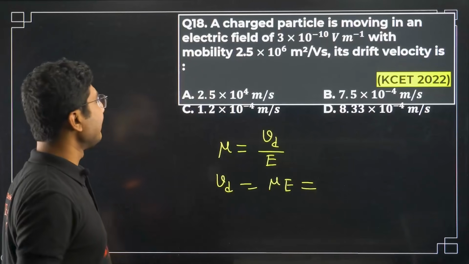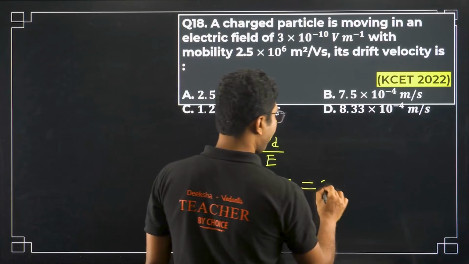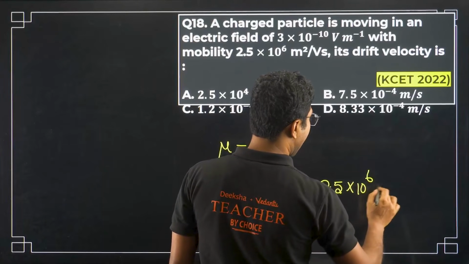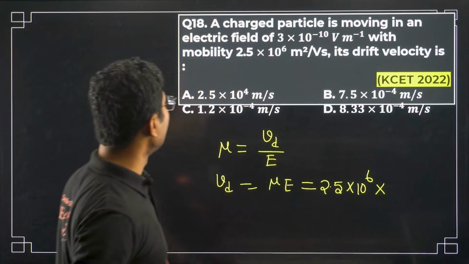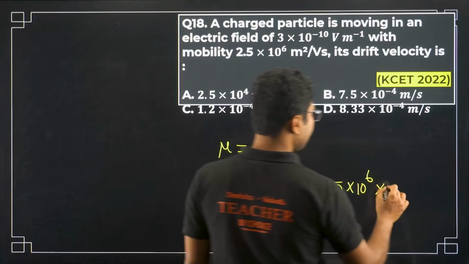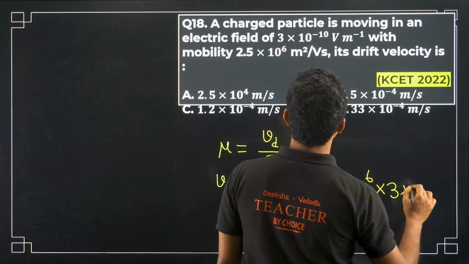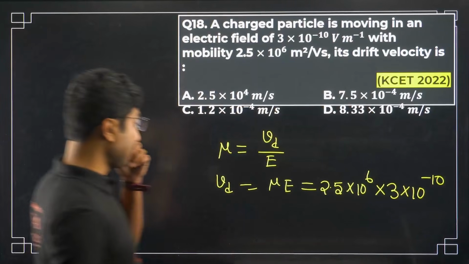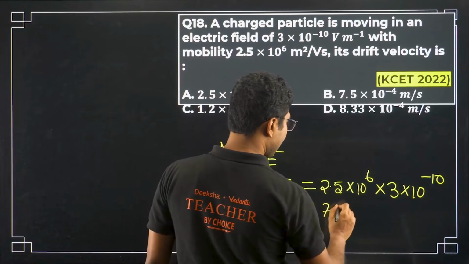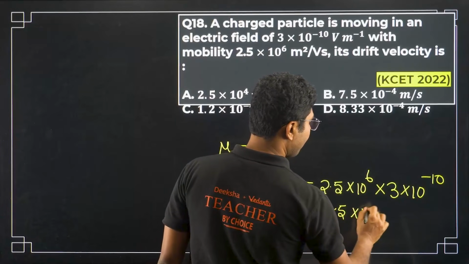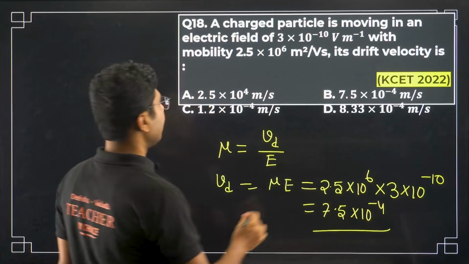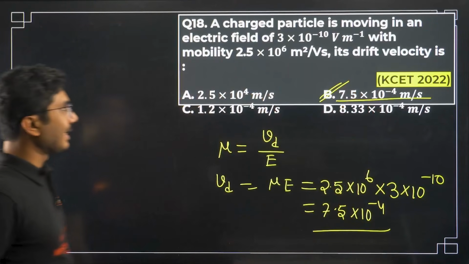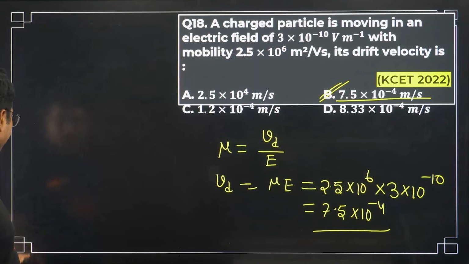Okay, mobility is given 2.5 into 10 to the power of 6 and electric field is given 3 into 10 to the power of minus 10. So it will be 7.5 into 10 to the power of minus 4. So the correct answer is 7.5 into 10 to the power of minus 4. So this is the correct answer for this question.